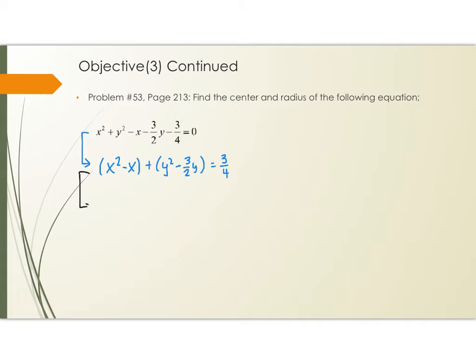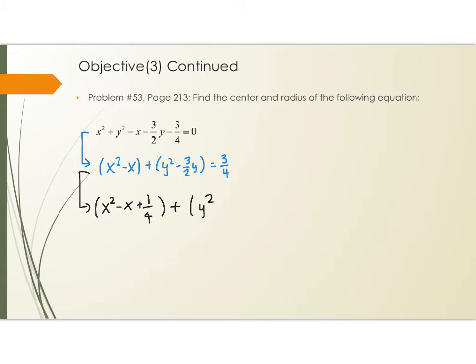So our next step is to take half of the coefficient of x, the negative 1, which would be 1/2, and we square it, so we get 1/4. Notice that we're going to have to add 1/4 over on the other side. Just because I put 1/4 there, I have to add it over on the other side in just a second. So I'm going to do the same for the y terms.